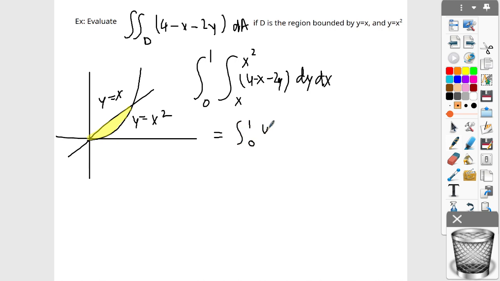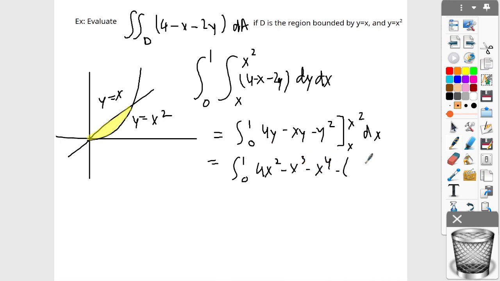So 0 to 1 of 4y minus xy minus y squared evaluated from x to x squared, dx, which is equal to 0 to 1 of 4x squared minus x cubed minus x to the 4th minus 4x minus x squared minus x squared dx, which is equal to the integral from 0 to 1 of minus 4x, minus x to the 4th, minus x to the 3rd, and we have 4x squared minus 2 negative x squared, so it becomes positive, so it's just plus 2x squared.